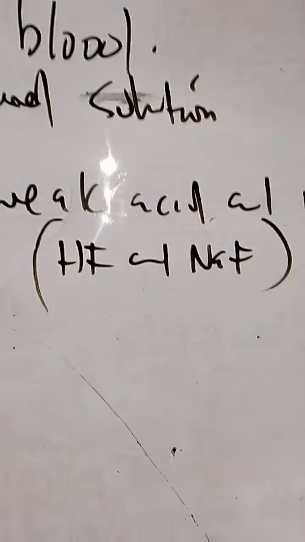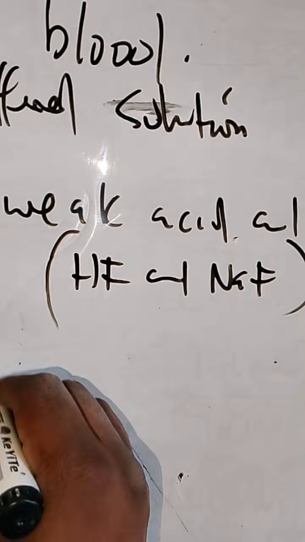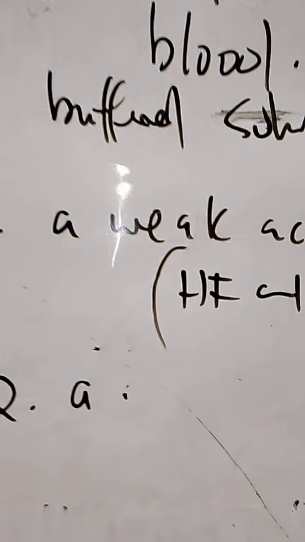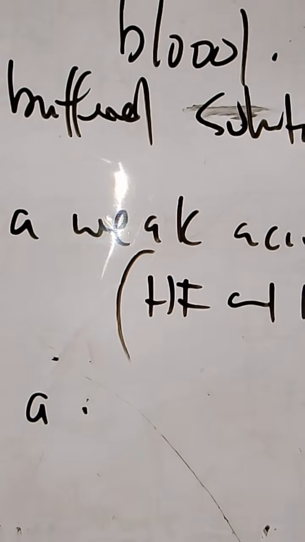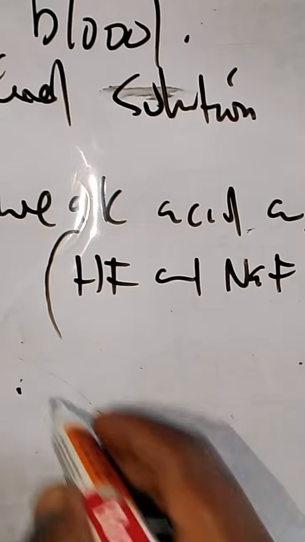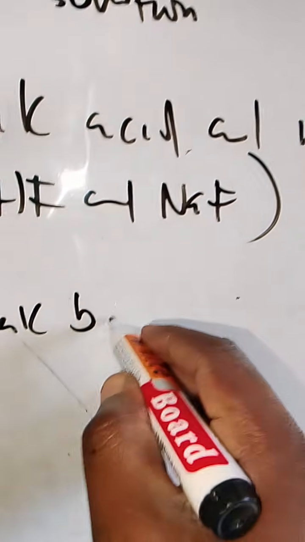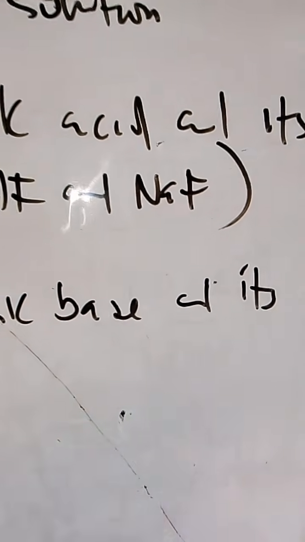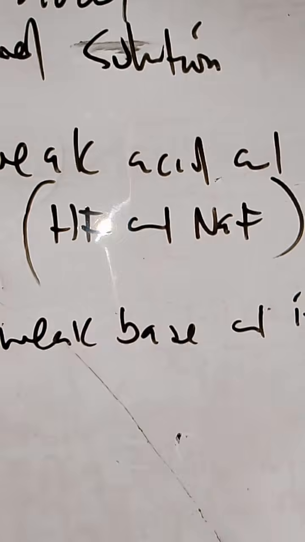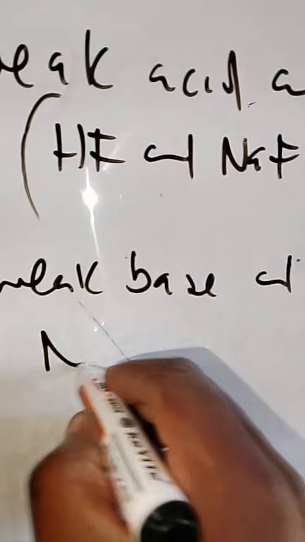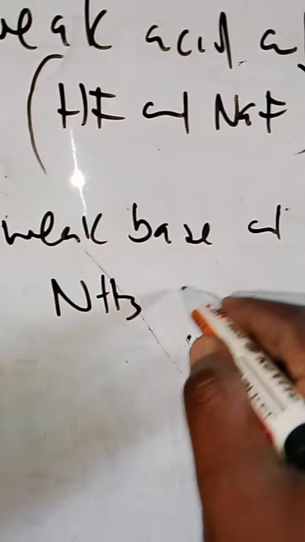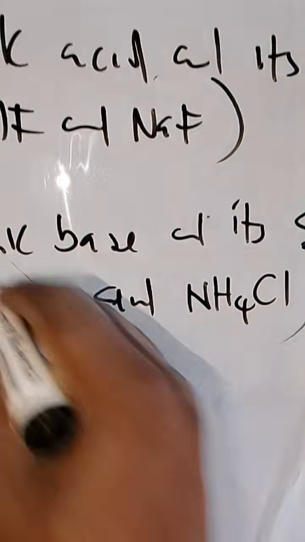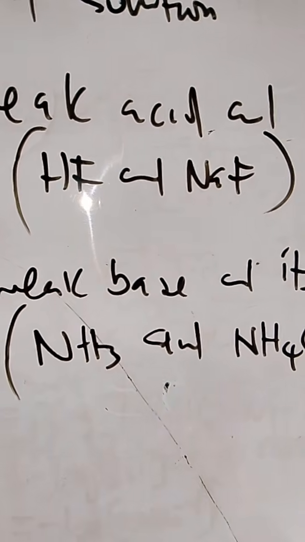Okay, and also we can have a buffering system with a weak base and its salt. So we know that ammonia is a weak base, so we can have an example of ammonia and ammonium chloride. Okay, that forms a buffer.